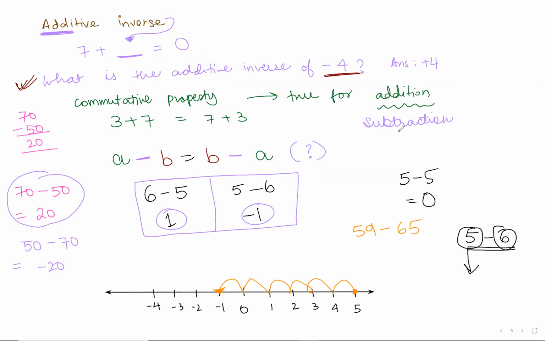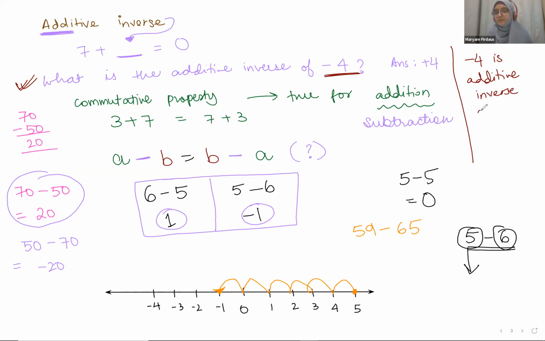-4 is a negative integer and +4 is a positive integer. That's right. But can you be a little more specific? What is the additive inverse of minus 4? The answer is plus 4. So can we say that minus 4 is the additive inverse of positive 4? And the reverse of this is also true. Can you dictate the statement so that I can write? +4 is additive inverse of -4. Exactly.